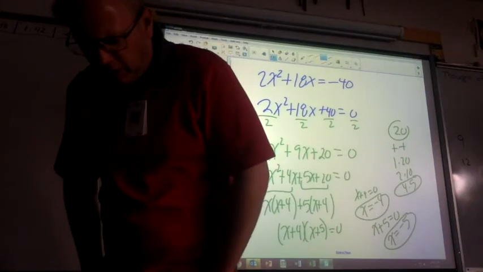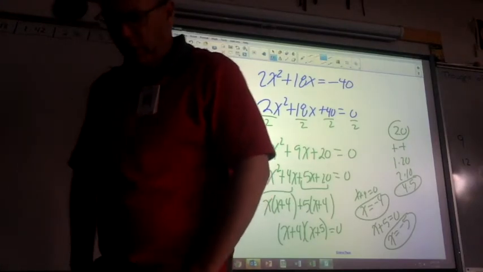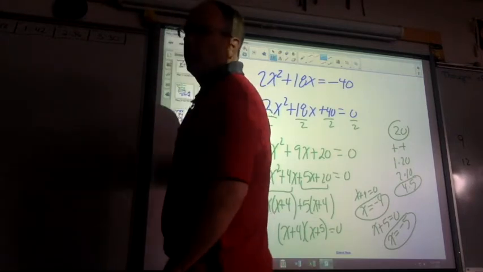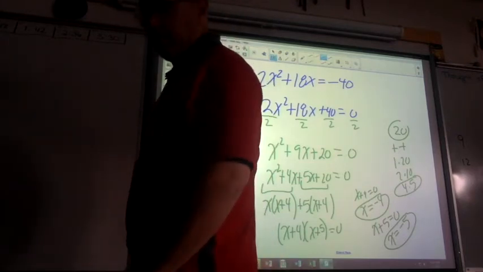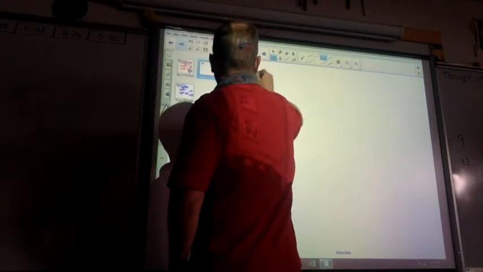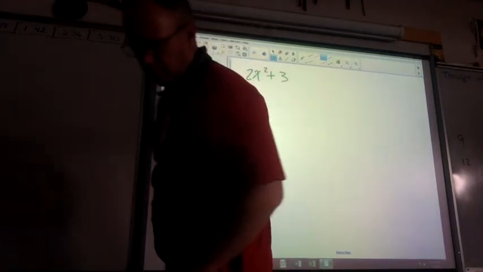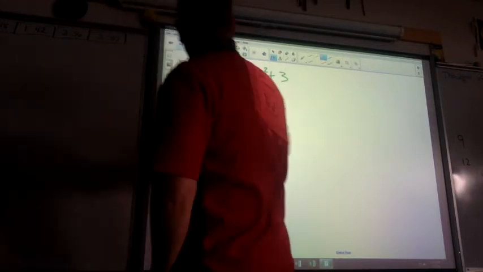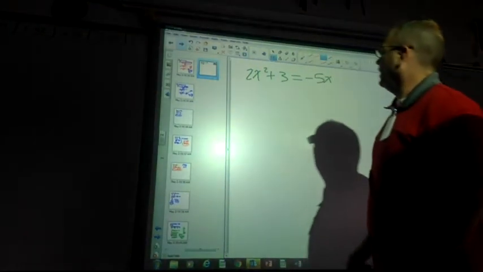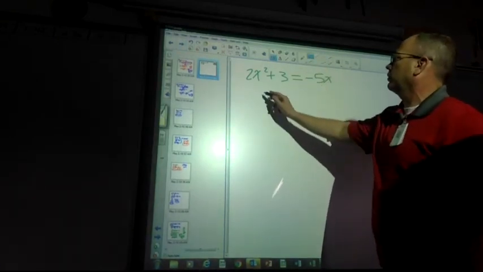Okay, the next one says, get it equal to 0, then factor. And this one doesn't have a greatest common factor. Okay, I think I can do this. So can I move off this one? We good? All right, 2x squared plus 3, is that what it is? Equals negative 5x. All right, so we want to get it equal to 0, so I'm going to add 5x to both sides.